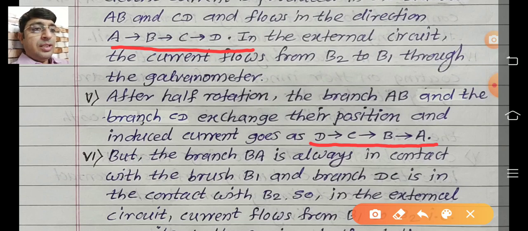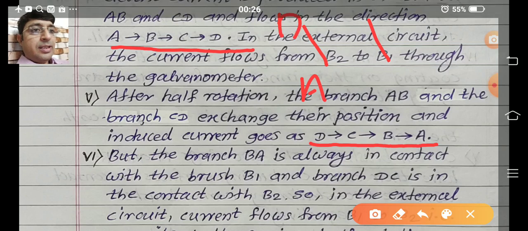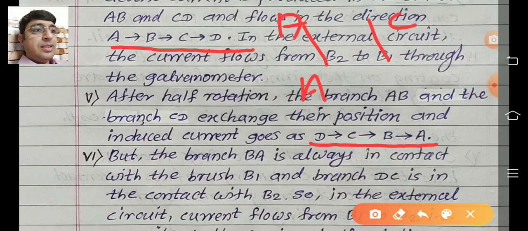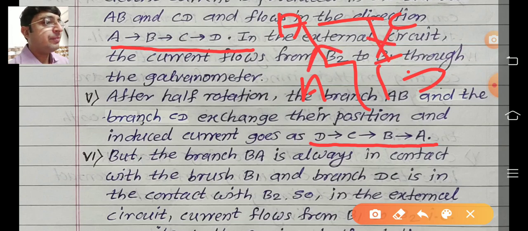Initially these branches are like this: A, B, here C and here D. This is the coil. Current flows in this direction. Check in the diagram. Yes, that is correct.